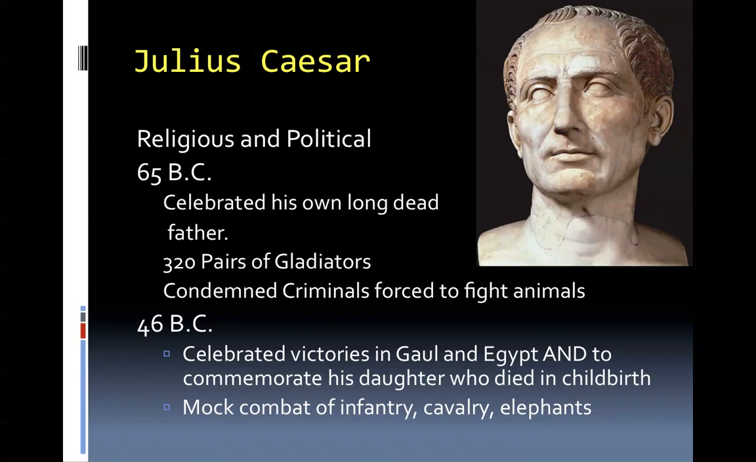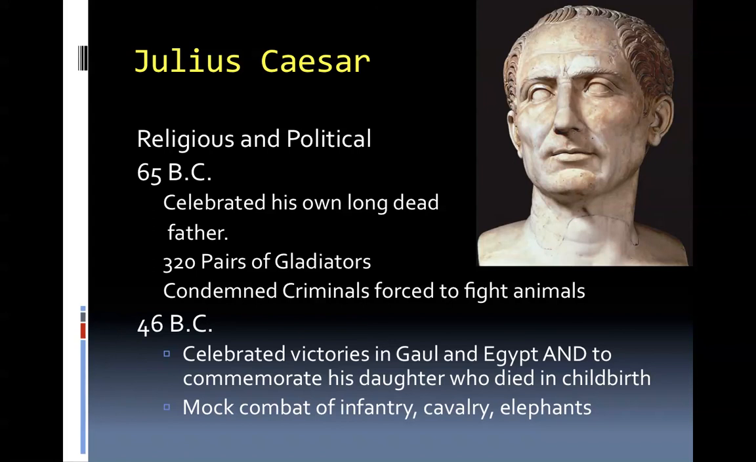He also celebrated in 46 BC his victories in Gaul and in Egypt. And he also put on a celebration not only for his military victories, and we've been talking about the connection to military that the gladiator games have, but also to commemorate his daughter who had passed away in childbirth. And in this case, in 46 BC, he had mock combat of infantrymen, so putting on staged battles. He used cavalry and also elephants in the event.